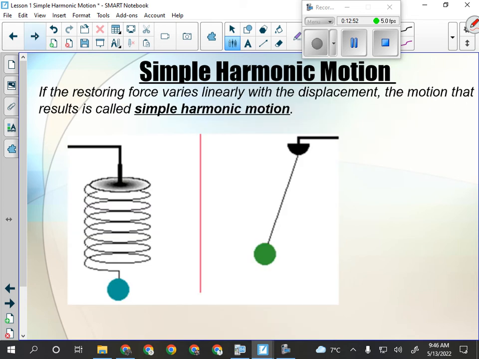Okay, so this is an important thing to know here. The restoring force, in order for simple harmonic motion to occur, must vary linearly with displacement. That is, it gets stronger with greater displacement.